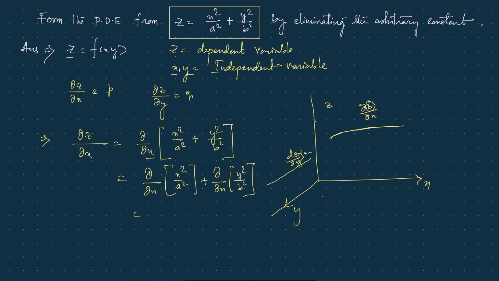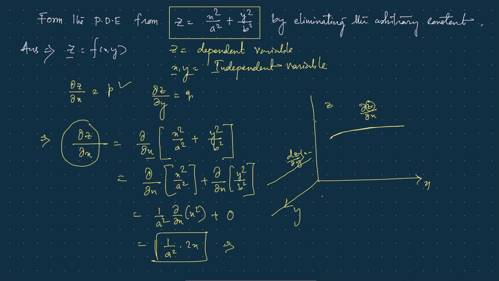So by the linearity property, I am going to take this 1 by a square outside. The differentiation of the y term with respect to x will be 0. So it is equal to 1 by a square into 2x. So dou z by dou x will be small p. So this small p is equal to 1 by a square into 2x. So what is 1 by a square? Just wait, p by 2x is equal to 1 by a square.